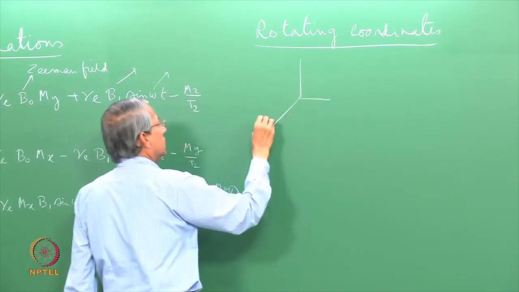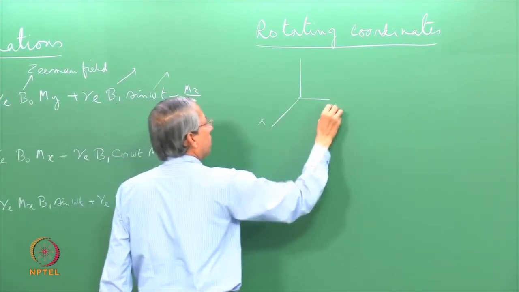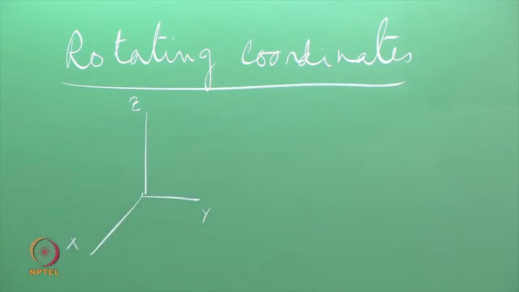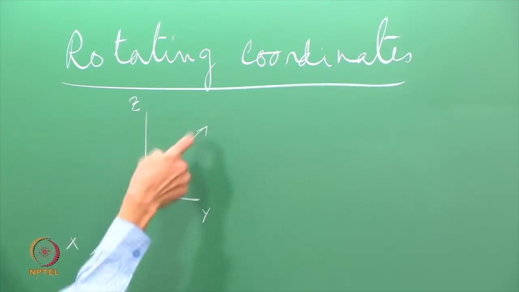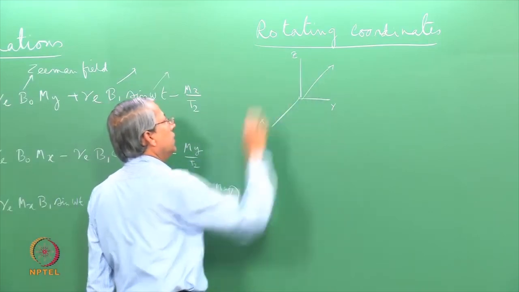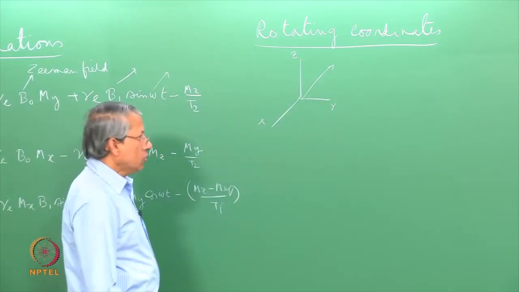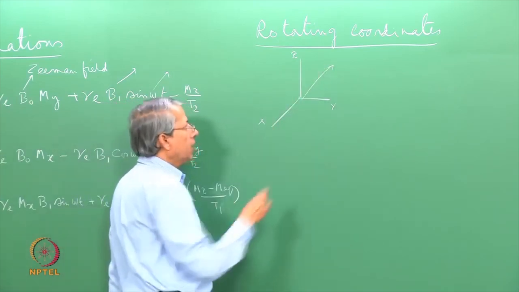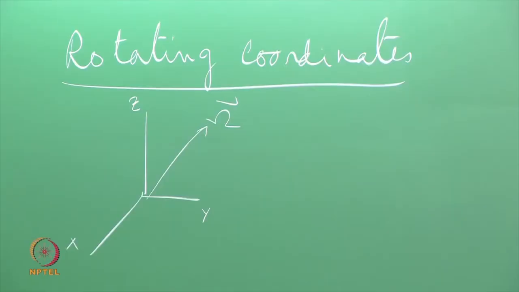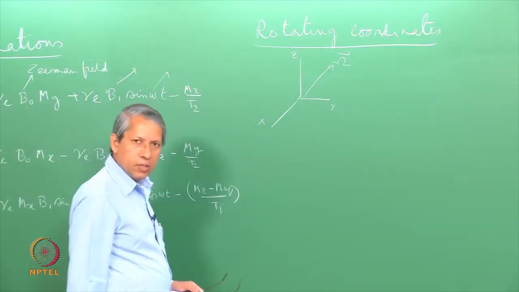Suppose I have a coordinate system, let us call it capital X, Y, and Z, and this is rotating in a certain direction, maybe. I have this capital X, Y and Z, a coordinate system which is rotating about an axis at a certain angular velocity omega. So, in this rotating coordinate system, how is the equation of motion of any vector going to change? Let us first learn that.